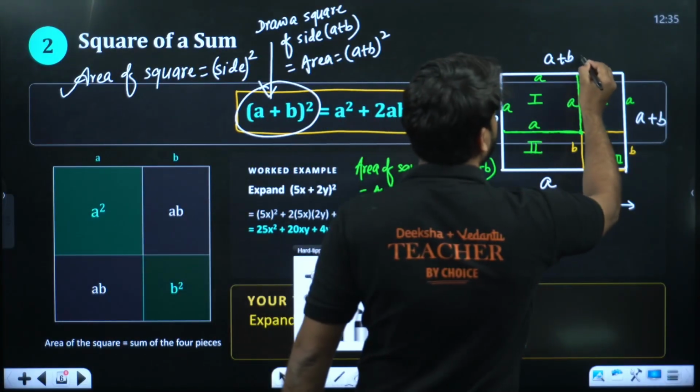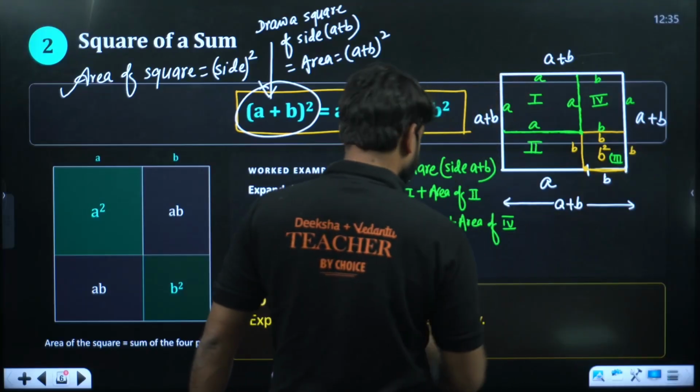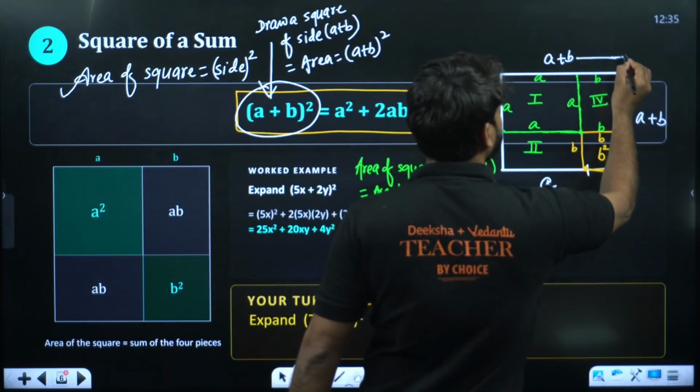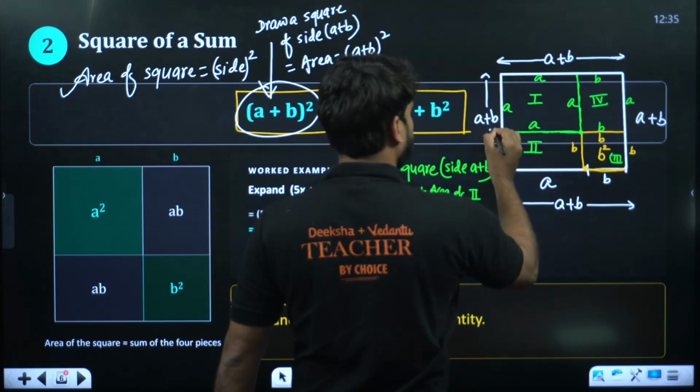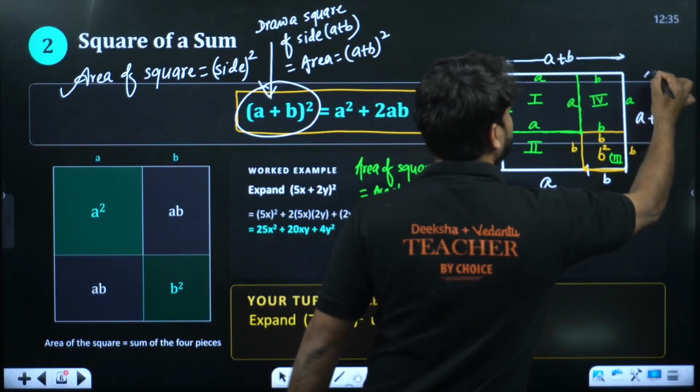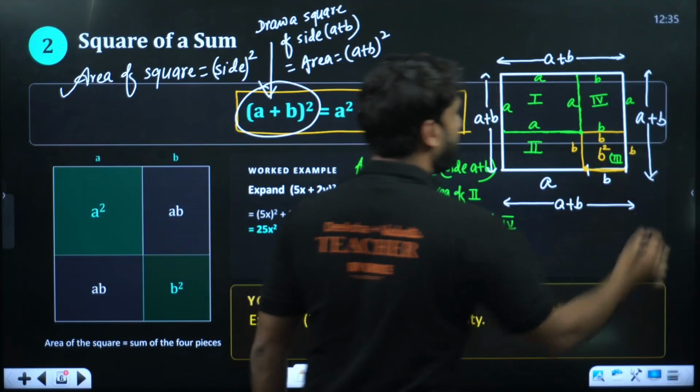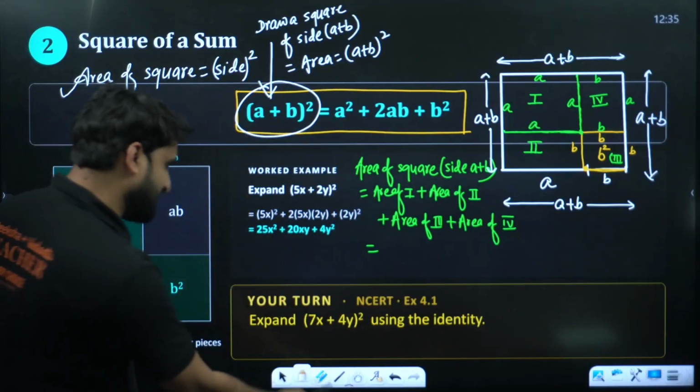Some of you might be confused here. So basically, my dear, A plus B is the entire side. Don't get confused. This is A plus B, this is A plus B, this is A plus B, and here this is A plus B. Clear, everyone? So what will be the area of the first compartment?